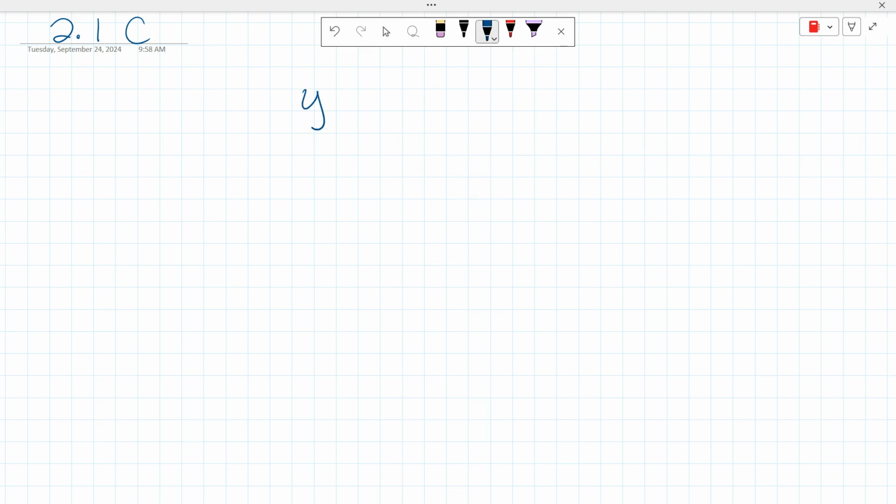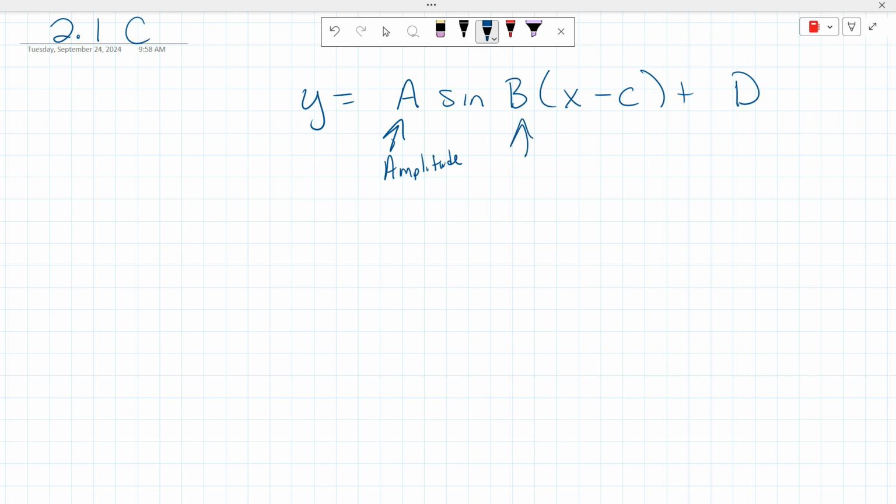All right, so y equals a sine of b times x minus c plus d. What does a stand for? Amplitude. So that's the vertical stretch or shrink vertically. B is period. That's a horizontal stretch or shrink. We'll get to that later today.